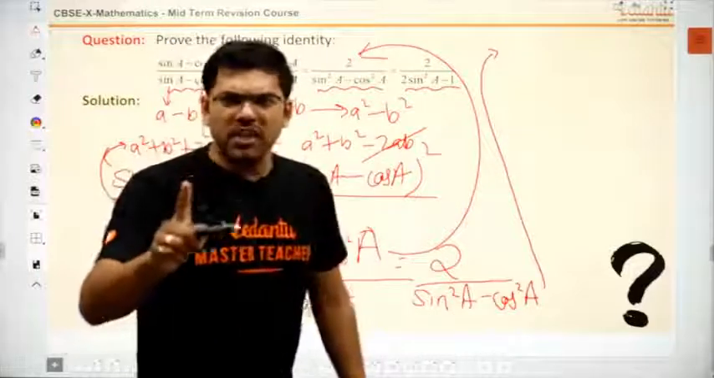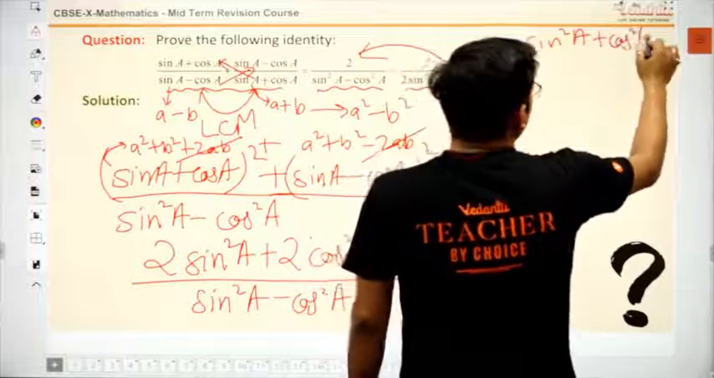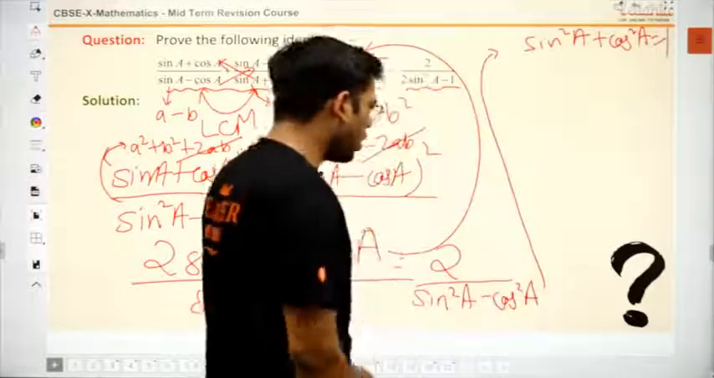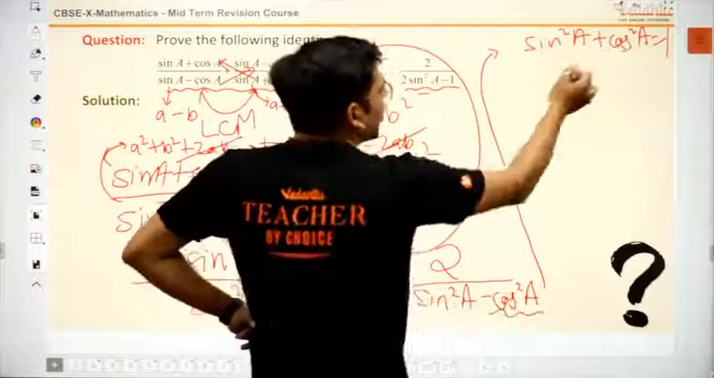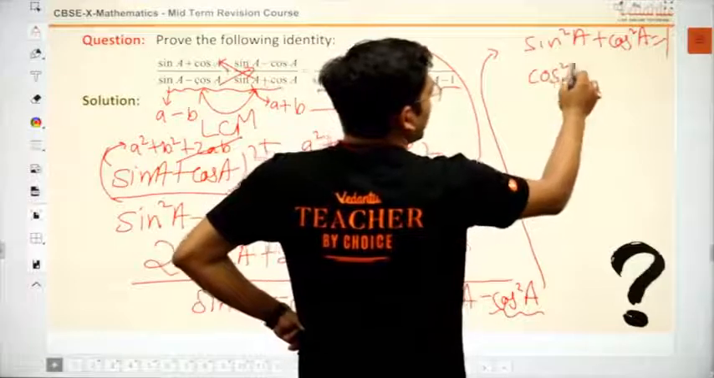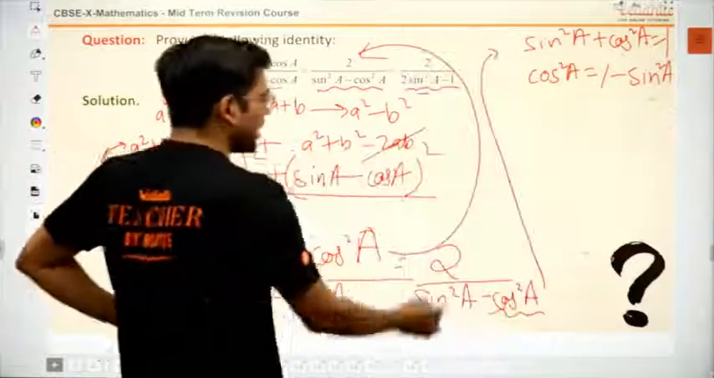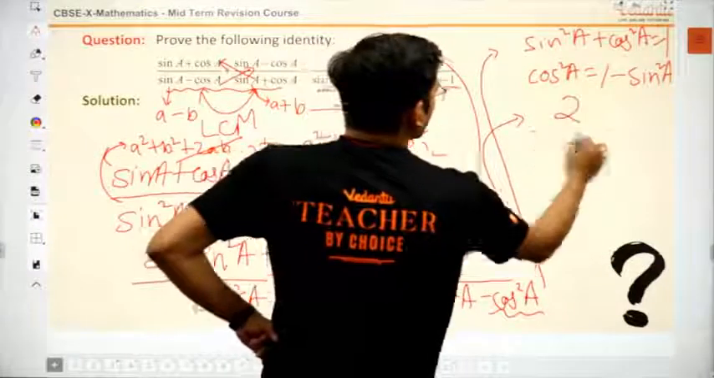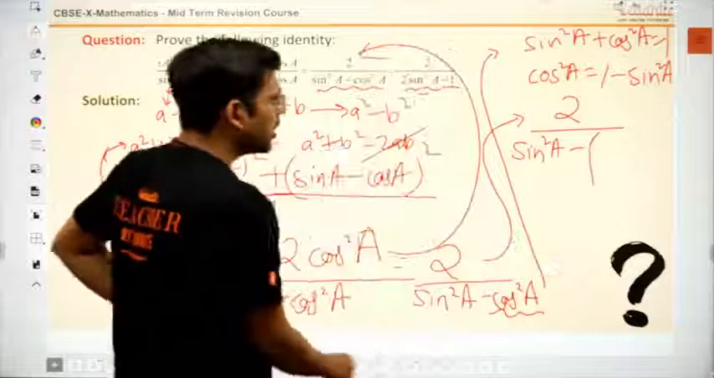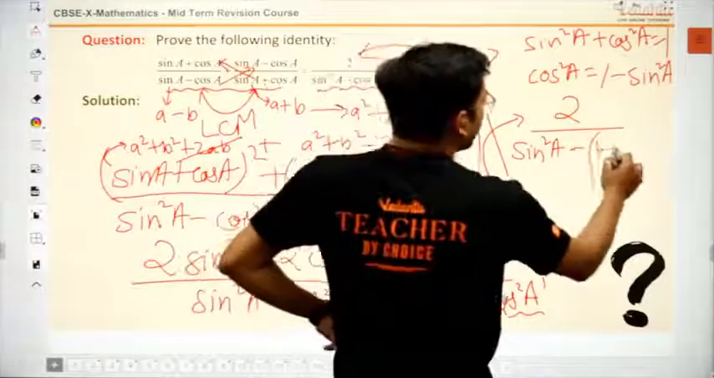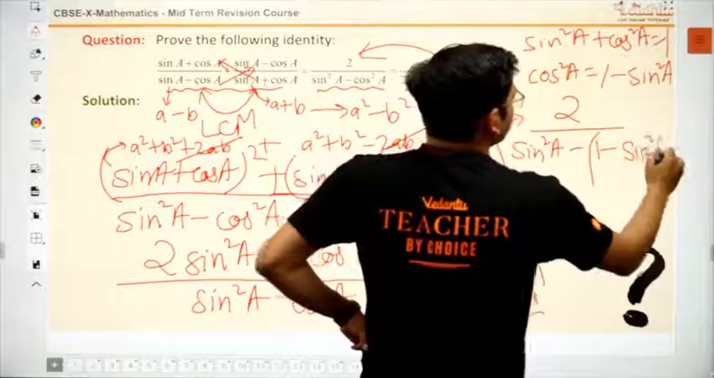Do you remember the formula? I had given you a formula: sin square a plus cos square a is equal to 1. Now here we can see that there is no cos, so I have to replace this cos. What's the formula for cos? Cos square a is equal to 1 minus sin square a. Now replace this here. I'm writing 2 divided by sin square a minus, in bracket, what? Tell me the value of cos square: 1 minus sin square a.